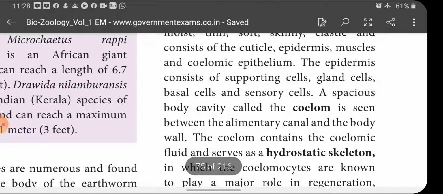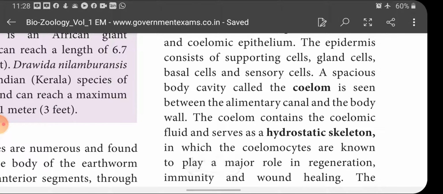A spacious body cavity called the coelom is seen between the alimentary canal and the body wall. What is meant by coelom? The space between the body wall and the digestive tract is called the coelom. The coelom contains the coelomic fluid and serves as a hydrostatic skeleton, in which the coelomocytes are known to play a major role in regeneration, immunity, and wound healing.